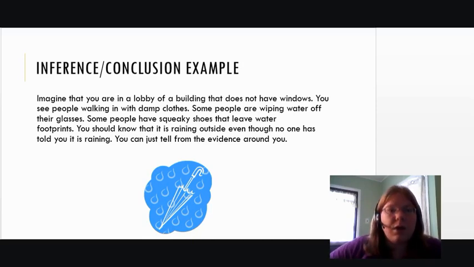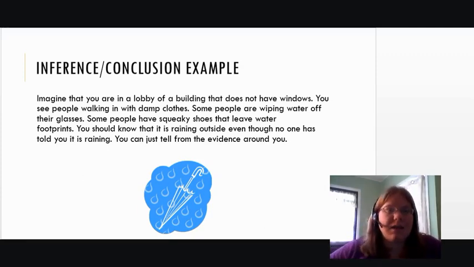Why? You can tell from the evidence around you. So you don't need someone to tell you if it's raining if you see the umbrellas, if you see the wet footprints, if you see people looking damp and wiping water off their glasses. You're able to use those details, those clues, to make an educated guess about the weather. So we do this on a day-to-day basis.